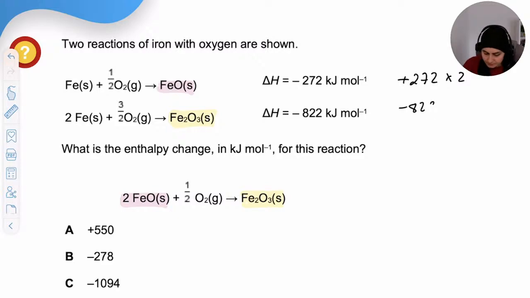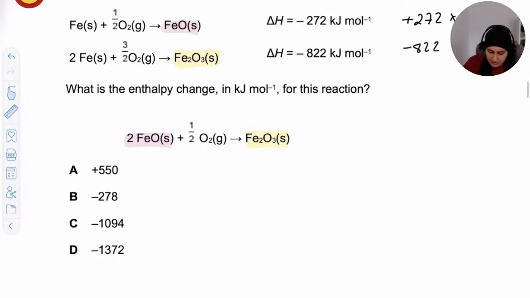So just minus 822. And that's it, and then you just add. Again, you can flip the first equation, multiply by 2, and add to the second one, and check if everything is right, if you get this equation or not. But in the exam, I would just do it like this.